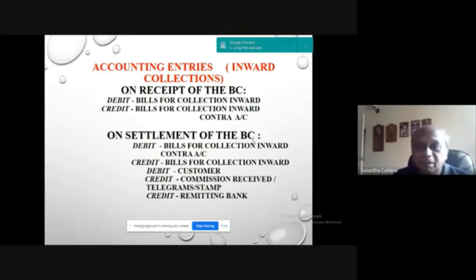On settlement of the bills for collection, debit bills for collection inward contra entry. Earlier, on receipt of the bill, we created the contra. Now we are debiting the contra when we are settling, and credit bills for collection inward, debit customer, credit commission received, telegrams, stamp, and credit remitting bank master account. Right?